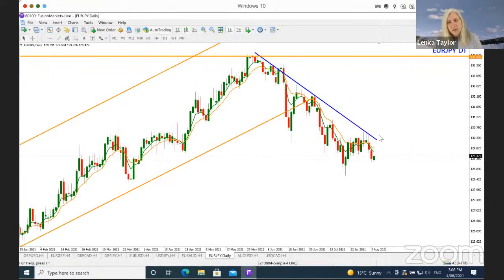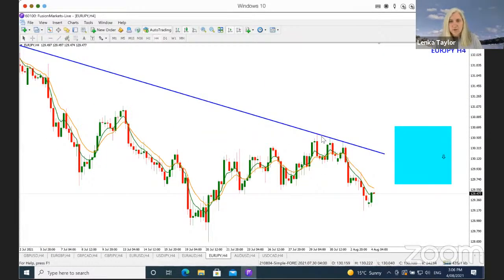So this one is a short, but that has already moved down quite a bit. If you didn't get in at the top, then just wait for the pullback up to the trend line and then look for the short opportunity. I would not enter now.